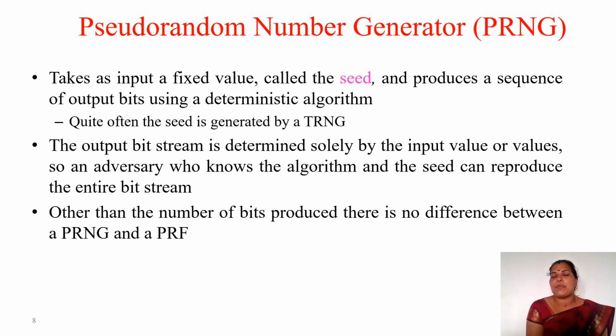So the main difference between the pseudo random number generator and the pseudo random function is based on the number of bits produced. That is, the pseudo random function produces a fixed length of bits, but the pseudo random number generator produces some open-ended bits.